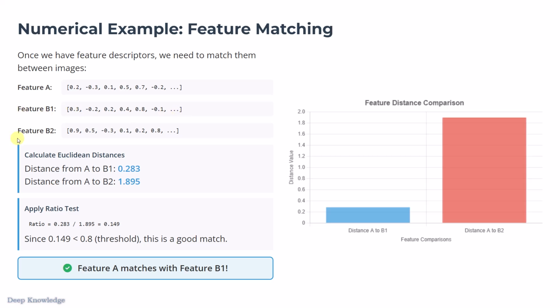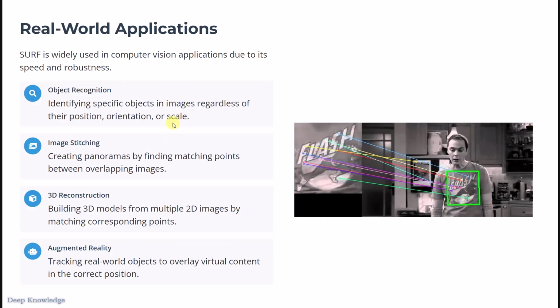And now if you would like to compare two images, you calculate the distance from this feature A, for example, to feature B, to feature C, for the other images. This is just an example.